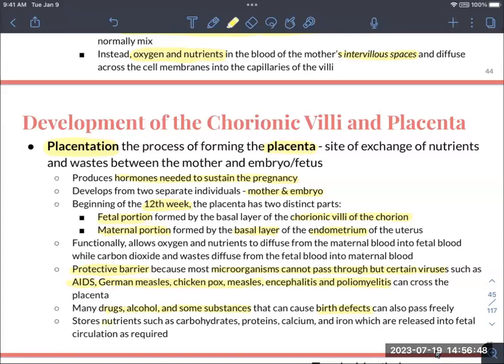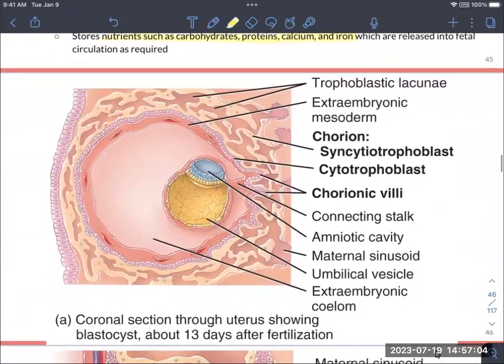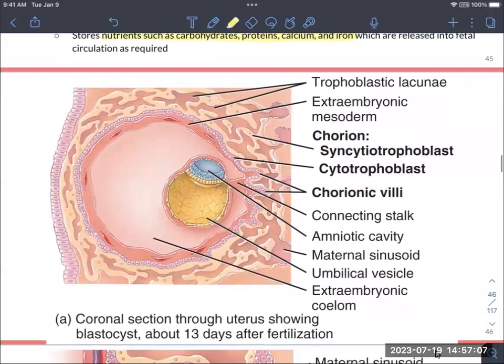So there's different nutrients: carbohydrates, proteins, calcium, iron. These can exchange across as well, and they get released into the fetal circulation. So all of these cells that are all connected can get the nutrients that they need. Now we're starting to develop, we're seeing this connecting stalk. We have this chorionic villi, which is this area where right now we're exchanging nutrients until this placenta has fully developed.